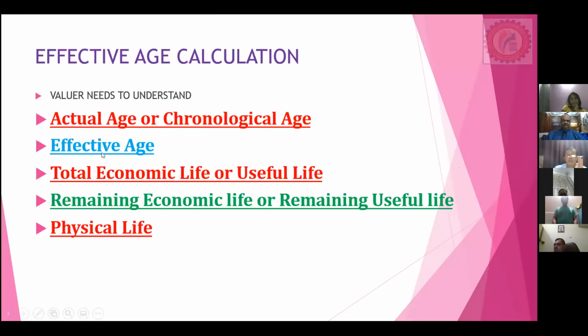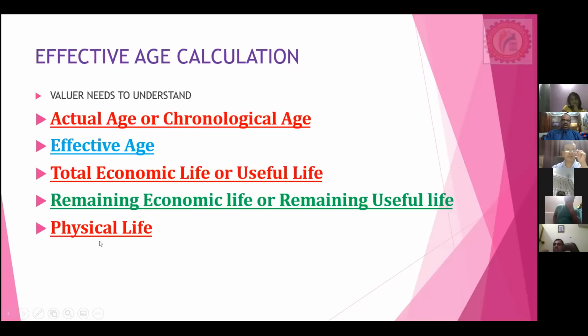If it is a newly constructed building, or if it appears new and the amenities are good and there is no functional obsolescence, sometimes the actual age may be equal to the effective age. But what we are actually doing for all types of building is saying that actual age is equal to the effective age, and we are applying the depreciation. That is a wrong method. Always we should take into account the effective age for the depreciation.